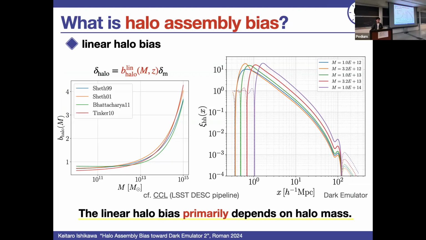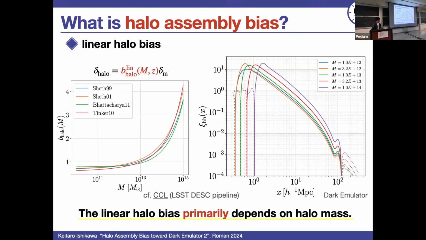Dark matter halos, which collapse in high density regions, are needed to connect them as well. On a large scale, we can write these relations via linear halo bias, just like these equations. In this left figure, linear halo bias can be represented as a function of halo mass and redshift.